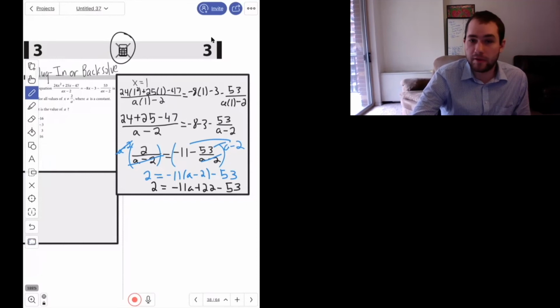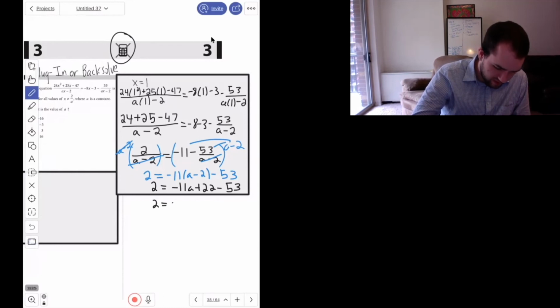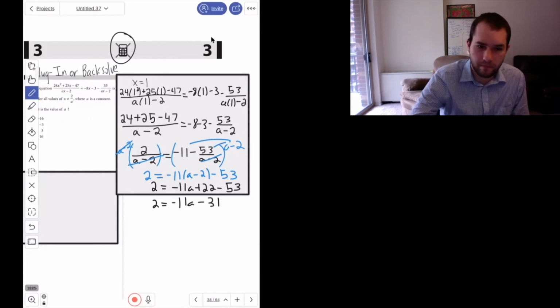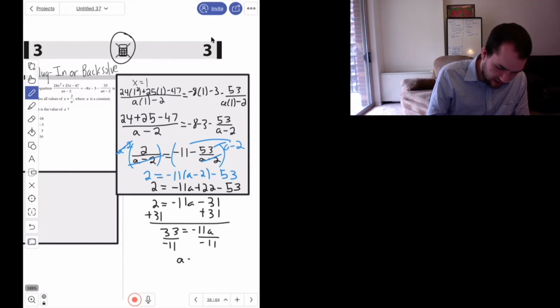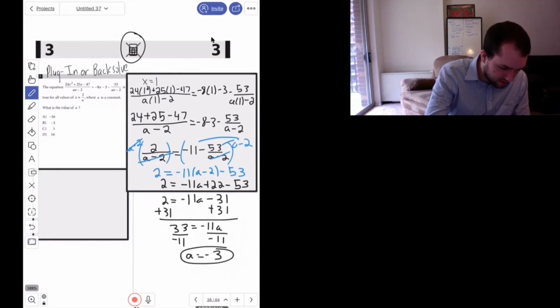All right, the brutal math is almost over with. I can move all my a's to one side. I end up getting 2 equals negative 11a minus 31. That's 22 minus 53. Add 31 to both sides. 33 equals negative 11a. And look at that, this ended up working really nicely for me. Divide by negative 11, divide by negative 11, a equals negative 3. I end up with a really nice choice B.